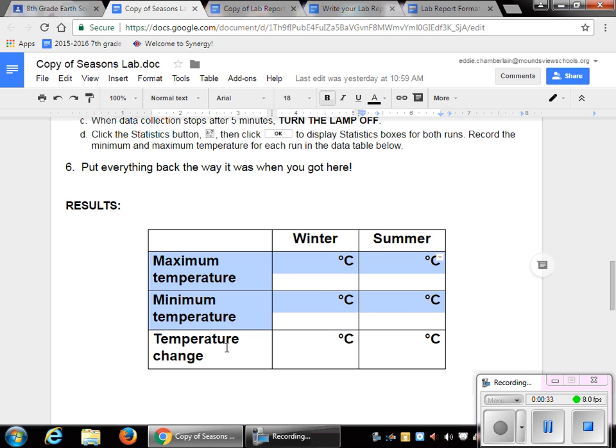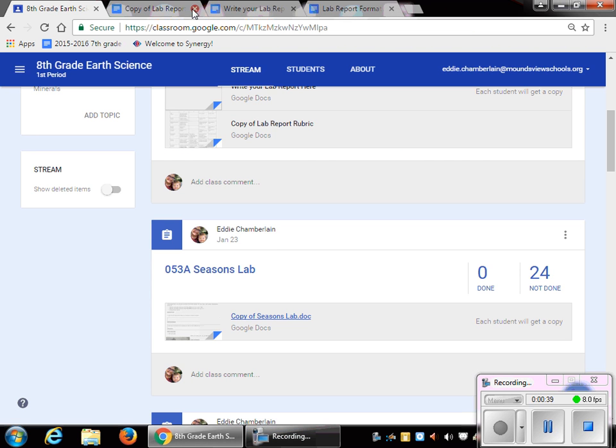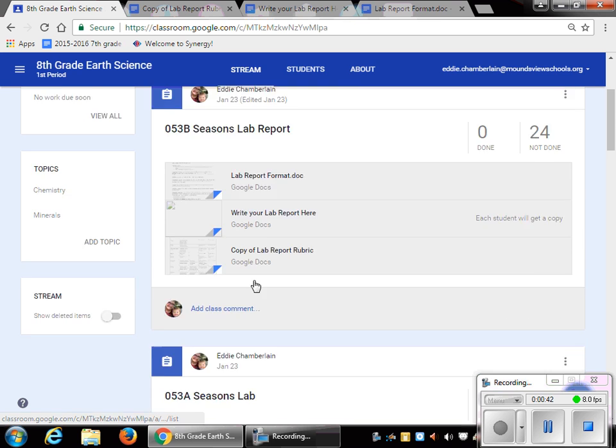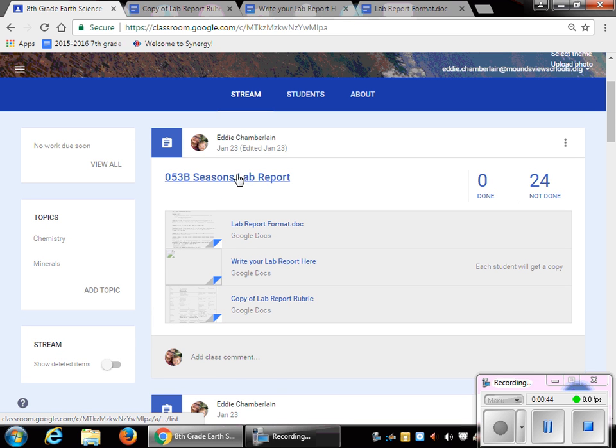The temperature changes this difference between the two numbers. You're going to use all of the information from here that you gathered to do the only lab report of the year. The lab report is 53B. There's several parts to it. I'm just going to talk you through it really quickly so that you'll have what you need to get half of it done today. I opened up all three of these.